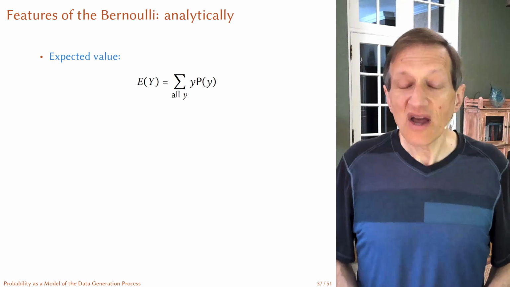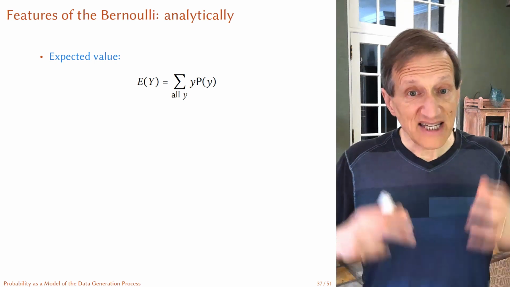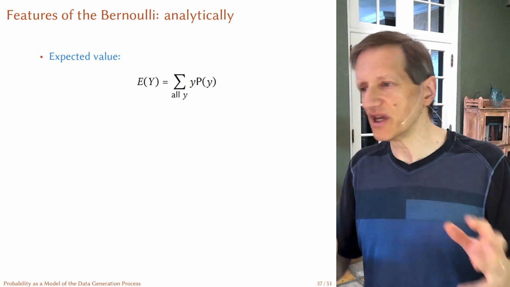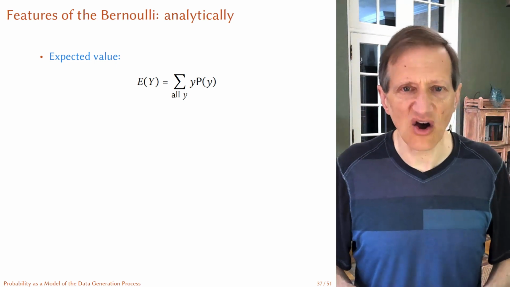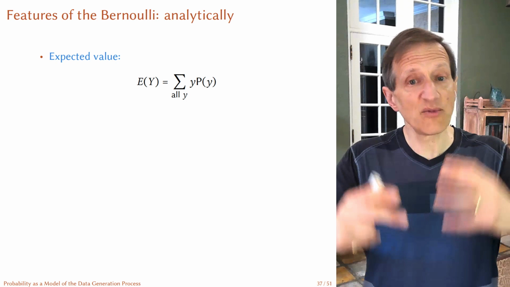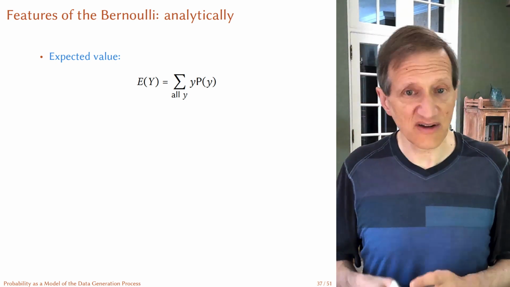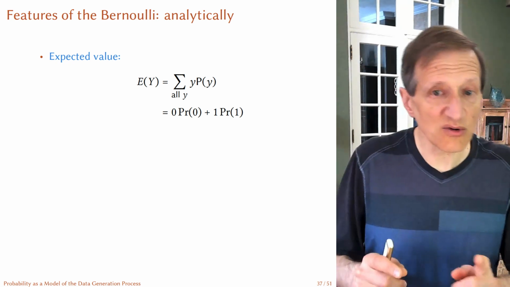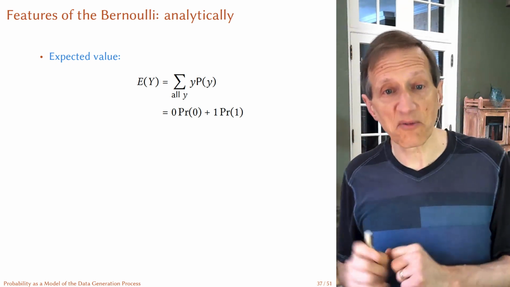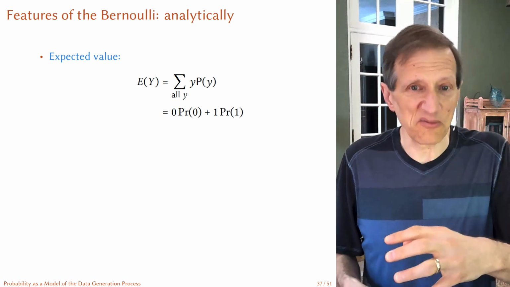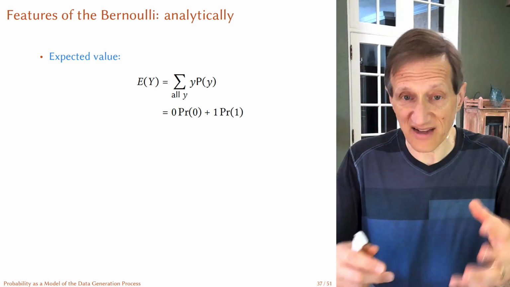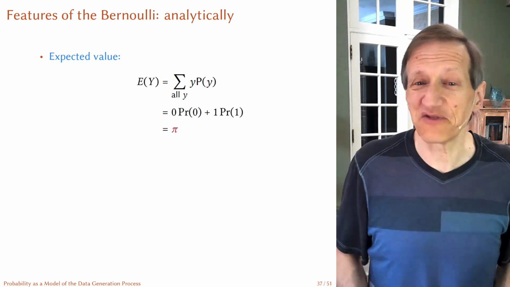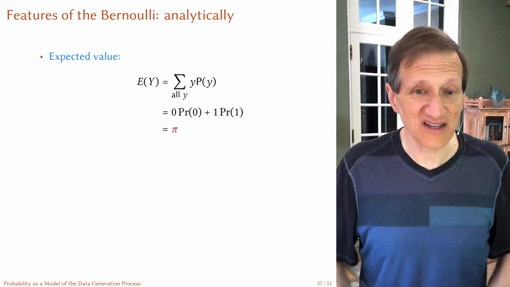First, the expected value. The expected value of y is, by definition, not just in the Bernoulli, but always, the expected value, the mean of the distribution, the number that we expect to get on average, is equal to the sum over all y of y times the probability of y. In this case, it's equal to 0 times the probability of 0 plus 1 times the probability of 1. The first term just goes away, and the 1 obviously goes away, so what's left is the probability of 1, which is pi. So the expected value is pi.